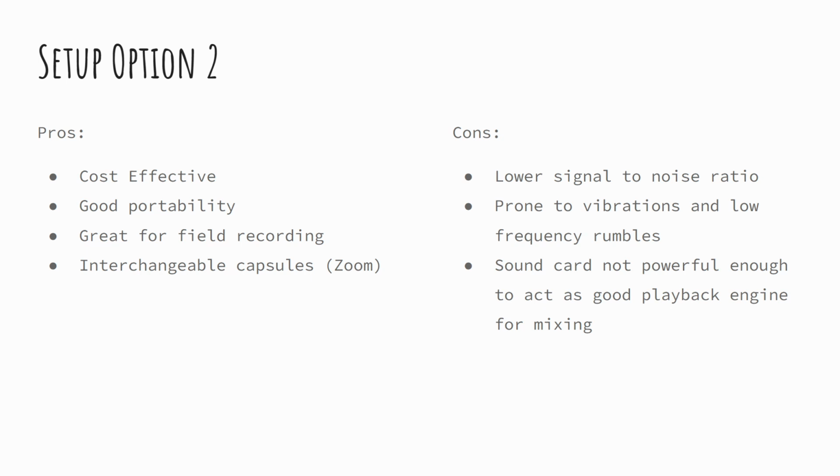And the interchangeable capsules offered by the Zoom models, like I have here specifically, give you the most bang for your buck. The cons of the handheld recorder, however, are that it has a lower signal-to-noise ratio than the more traditional setup. They're also prone to vibrations and low frequency rumbles if you are not using a shock mount, as your hands may create small tremors and friction that may affect your audio. Additionally, the sound cards inside these recorders are not strong enough to act as a playback engine for mixing, so that is something you should take into consideration.